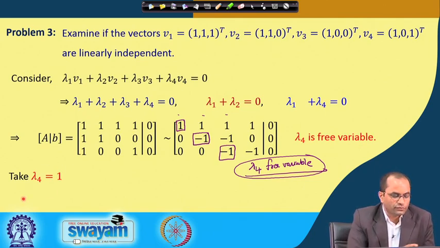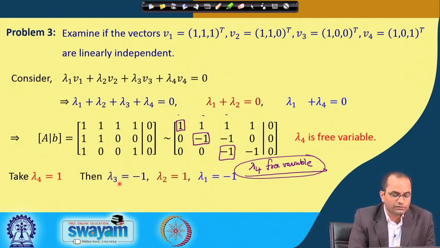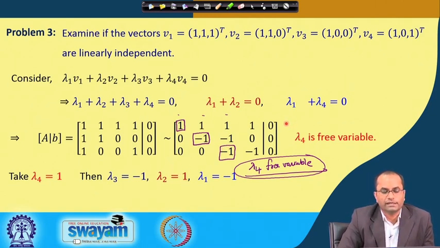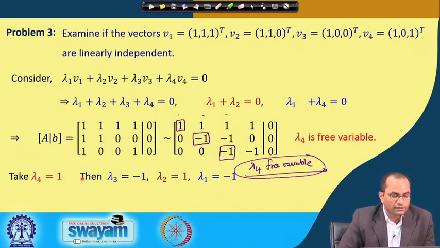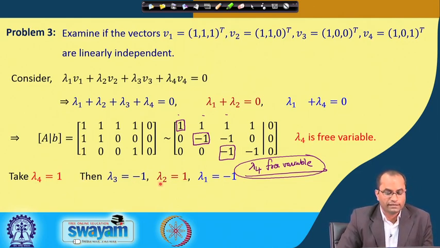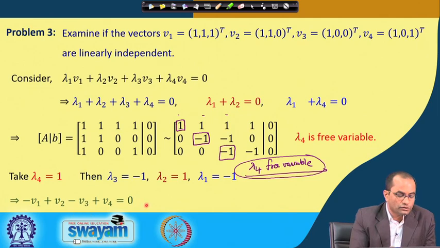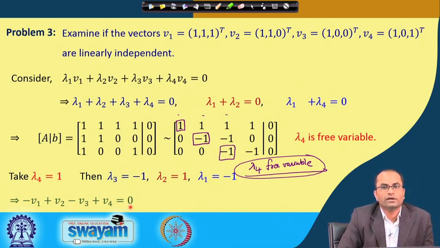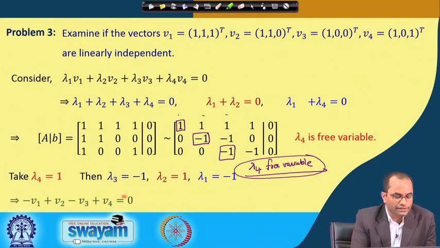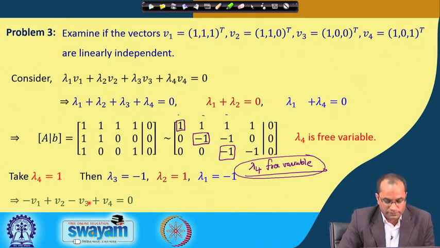For instance, we have taken lambda 4 as 1, and then from this equation we can get lambda 3 as minus 1, from the second equation lambda 2 as 1, and from the first equation lambda 1 as minus 1. So for this choice of lambda 4, lambda 3 is minus 1, lambda 2 is 1, and lambda 1 is minus 1. That means we are getting this relation here. Naturally they are dependent, not independent, and they depend on each other with this relation. So this given set of vectors is linearly dependent.